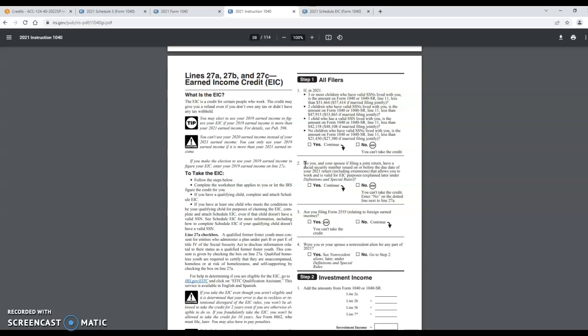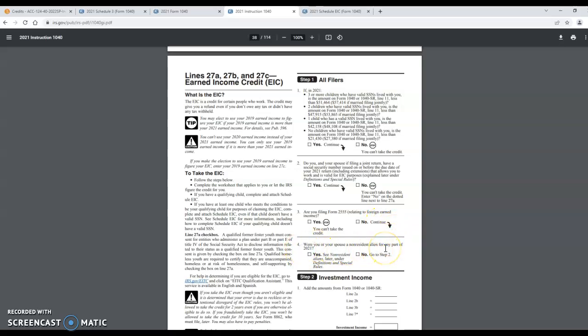Line 2, do you and your spouse, if filing a joint return, have a Social Security number that allows you to work and is valid for EIC purposes? So yes, we had said in the previous videos that John Doe and his son Johnny and his father JJ all had good Social Security numbers. So we can say yes, and continue on. Are you filing Form 2555? That's related to foreign earned income. No, John doesn't have any of that, so we click no, and it says continue.